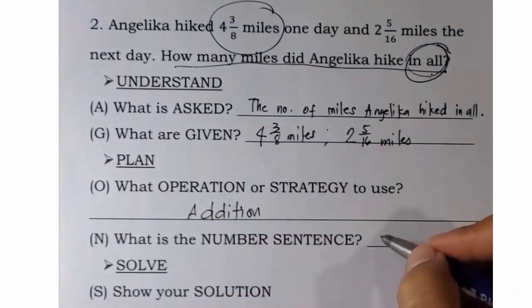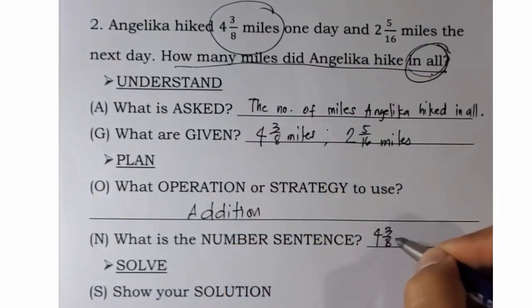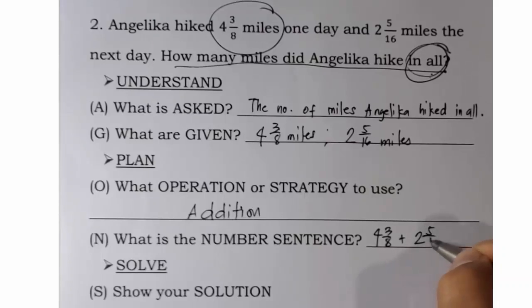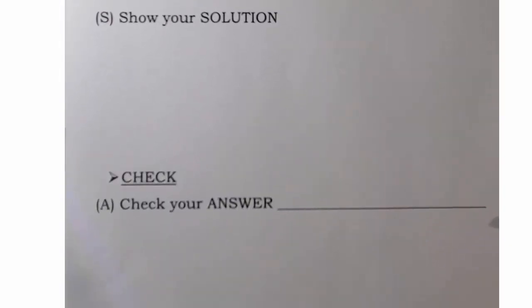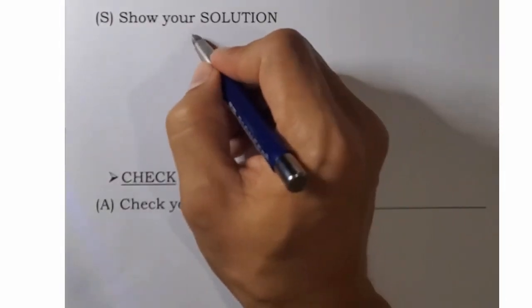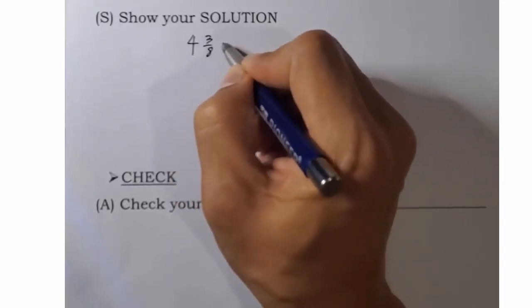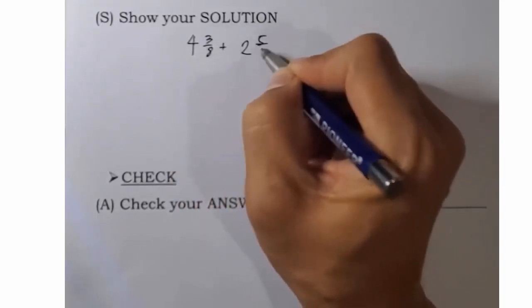For the number sentence, that would be 4 and 3/8 plus 2 and 5/16 is equal to n, where n is the total number of miles Angelica hiked. Let me show you the solution this time. 4 and 3/8 plus 2 and 5/16.